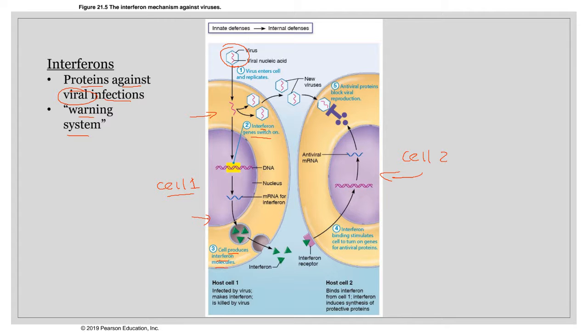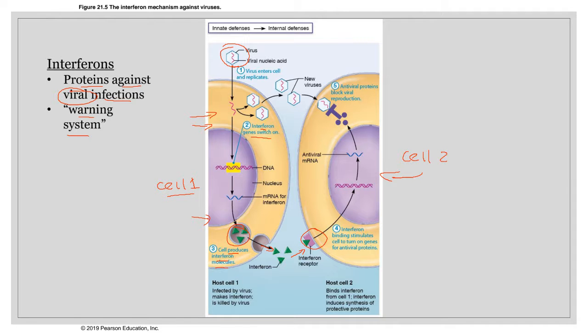Now, cell number one is going to die. It has been virally infected. It's going to take one for the team. But before it dies, it's going to do something very heroic. It's going to say, I'm going to die, but I'm going to start making interferons. These interferons are secreted by the cell, and they bind to the receptor of cell number two.